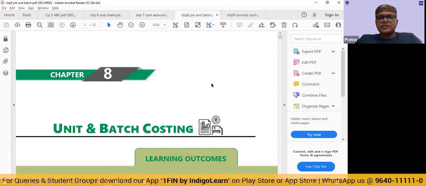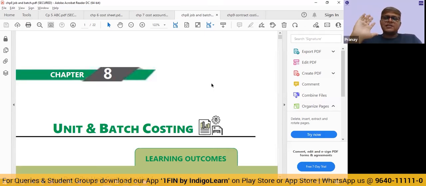Then the next chapter is unit and batch costing. See, this I feel is the simplest of all the chapters that is available. Unit costing is nothing but a simplified version of cost sheet. They are going to give you details of all the cost that is being incurred, add up all the cost, divide by the number of units, you get what is the unit cost. As simple as that.